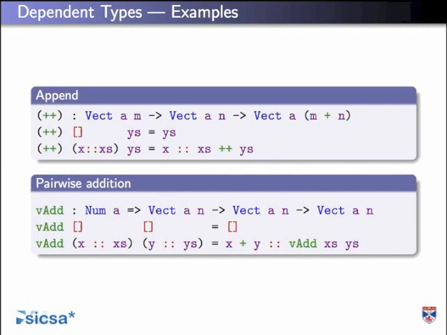I'll try to explain it briefly. So the length here is 0, and the length here is n. And plus is defined by analyzing its first argument. So there is a definition, 0 plus n equals n, which means that the expected type here is going to be n. Similarly, successor of m plus n is defined as successor of the whole thing, which means, again, this type is going to work just without any further checking.